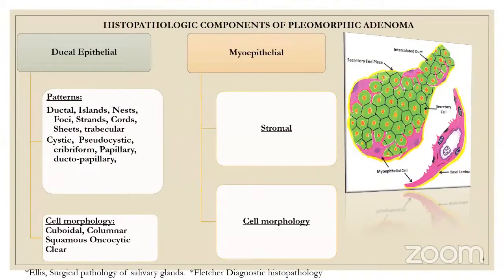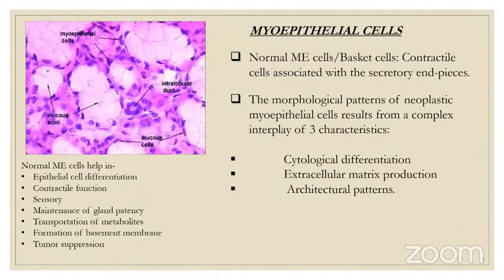Histopathological components of pleomorphic adenoma show various spectrums, mainly due to the presence of ductal epithelial and myoepithelial cells that give various stroma. The ductal epithelial cells can be arranged in different patterns like ducts, islands, nests, foci, etc. They can have different cellular morphology like cuboidal, columnar, squamous, oncocytic, and clear cells. Myoepithelial cells also have different cellular morphology and show different kinds of stroma, which we'll be discussing in the later slides. So what are these myoepithelial cells?